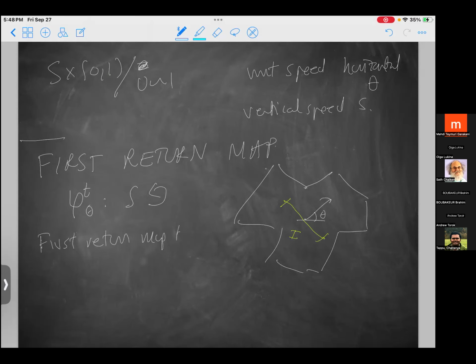And so now what happens if I add... of course, this is literally the first return map. I flow for some time. Okay, maybe I've missed it. Eventually I come back and I just see where I went. So this is a map T from I to I.